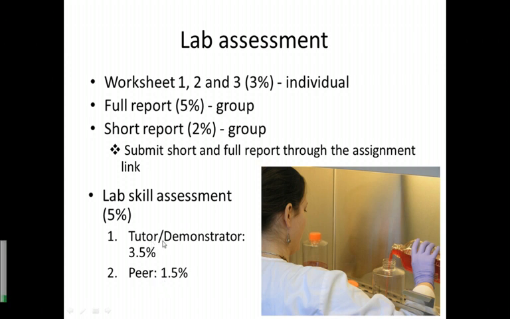The 3.5 marks is from the demonstrator or tutor. You will have a 15-minute assessment on your skills and techniques, for example your aseptic skill, by the tutor and demonstrator. I think it's on week 13. You will have a lab skill test carried out by the tutor or demonstrator on week 13, and this peer evaluation is throughout the entire practical session, from practical 1 to practical 6.